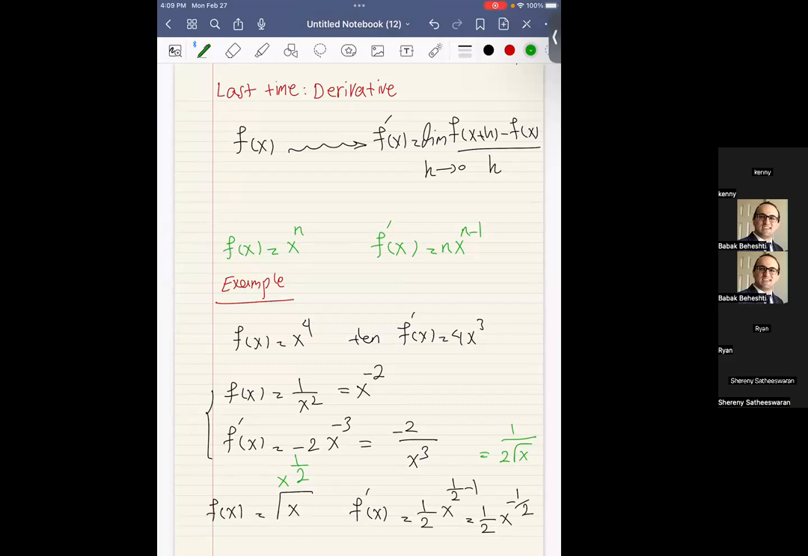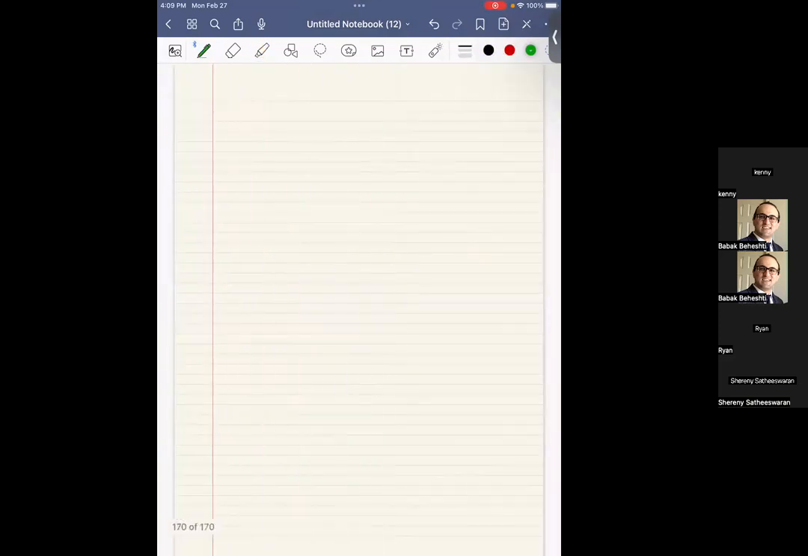So this is the rule for power. X to the power n, the derivative is n times x to the power n minus 1. So another example, let me just give you one more example. If you have f of x is equal to 1 over the third root of x.